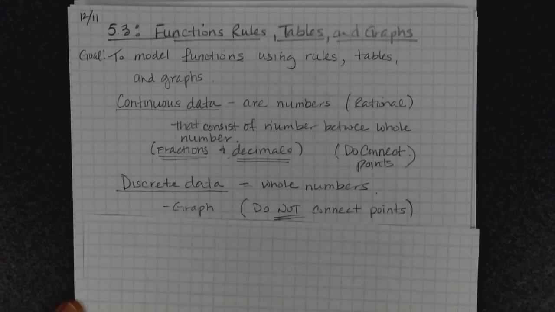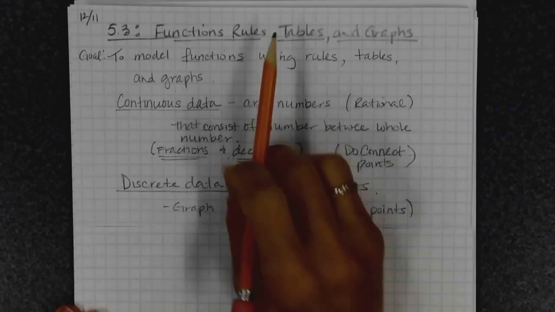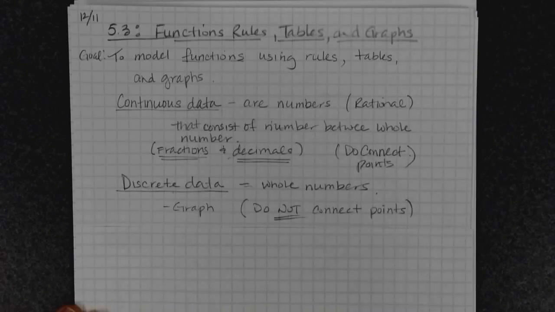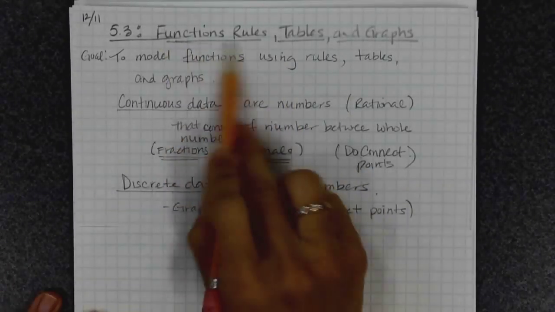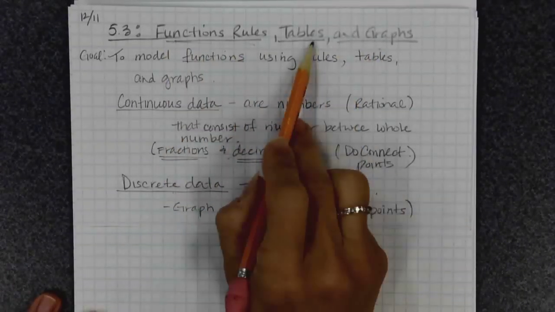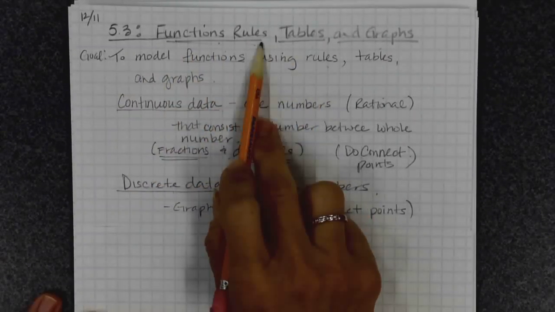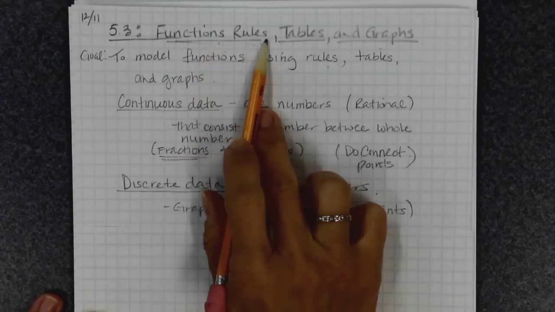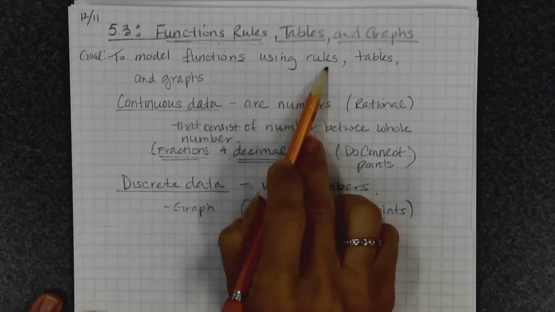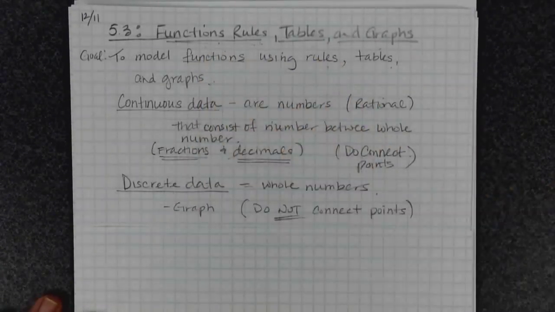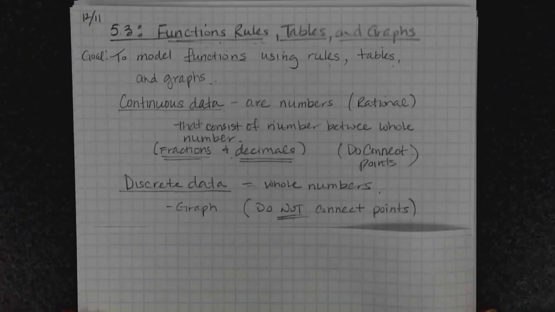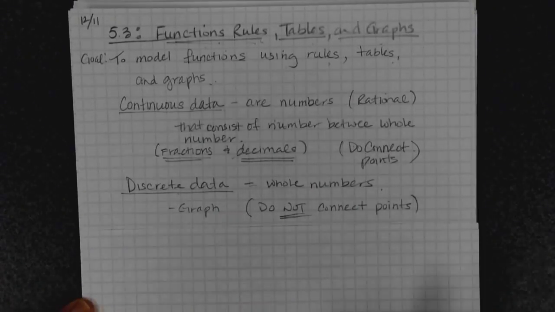Section 5.2, which is called Functions, Rules, and Tables and Graphs. In this section, function, rule, and table and graphs, they are all related. What we're going to do is model functions using the rules, which is an equation. So function rules are equations, and we're going to turn that equation into a table, and then we're going to graph it. But a couple words that we need to know for this section is continuous data.